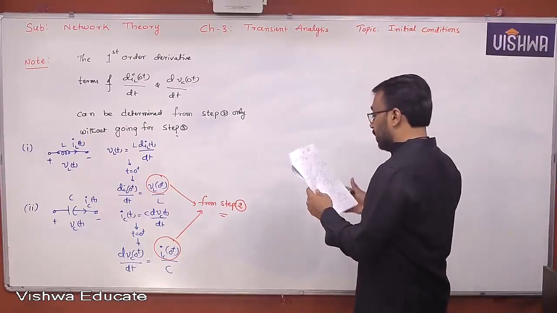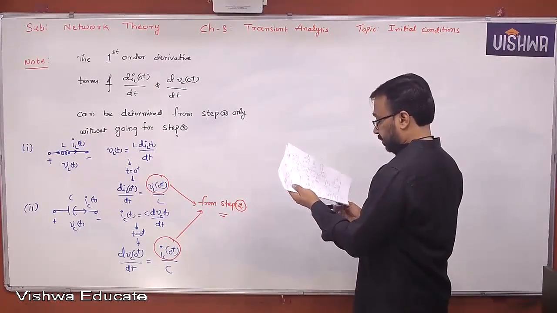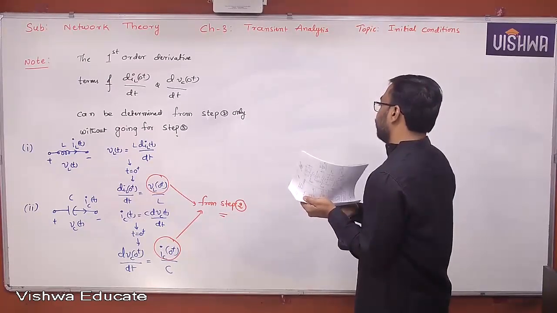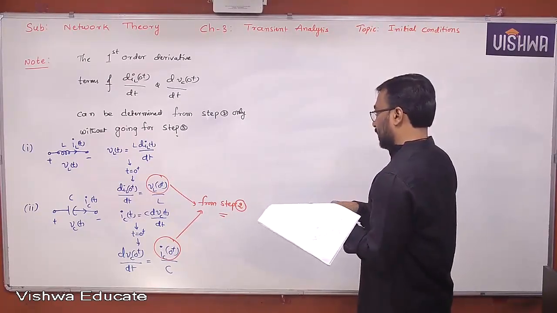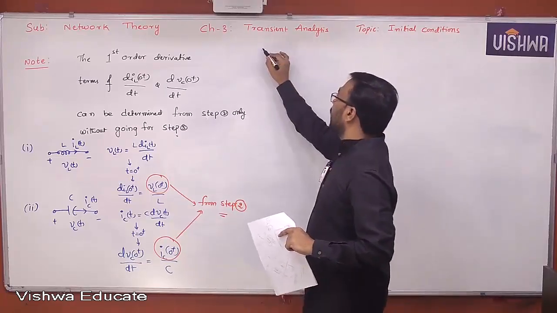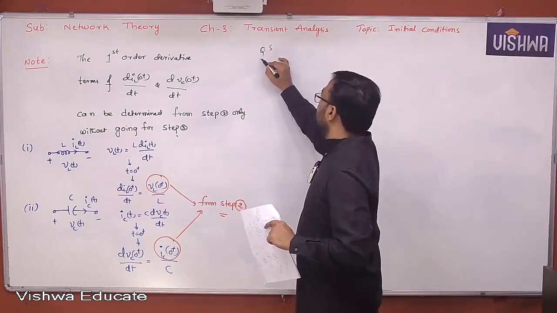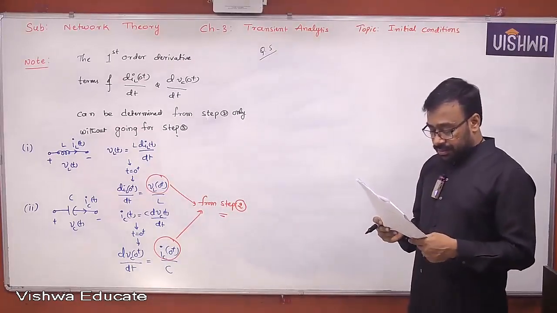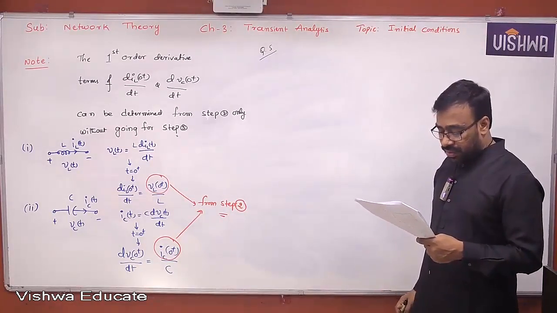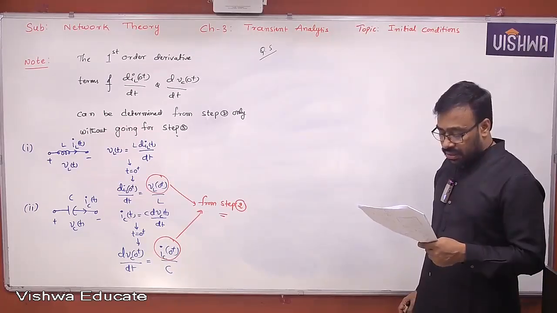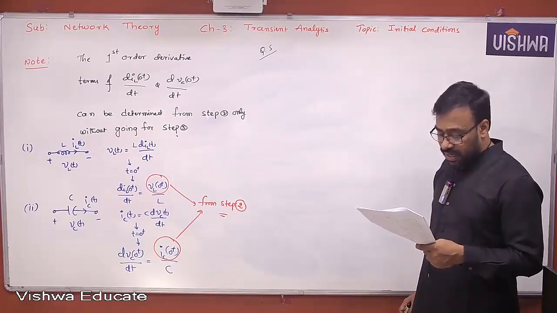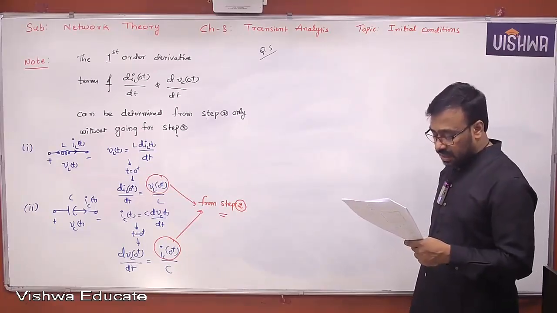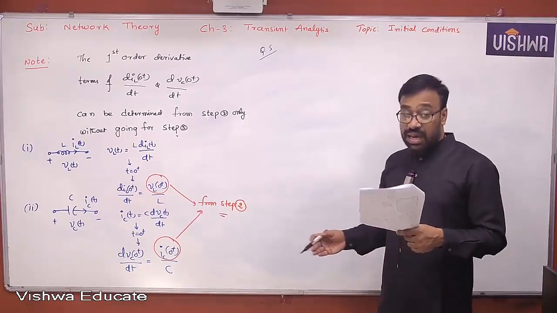Now question number 5. Read the question number 5. It is there in your workbook, classroom workbook, question number 5. It's very clear. In the network shown below, the switch is moved from position A to B at t equal to 0. Solve for di by dt at t equal to 0 plus if R, L, C, V values are given as shown.